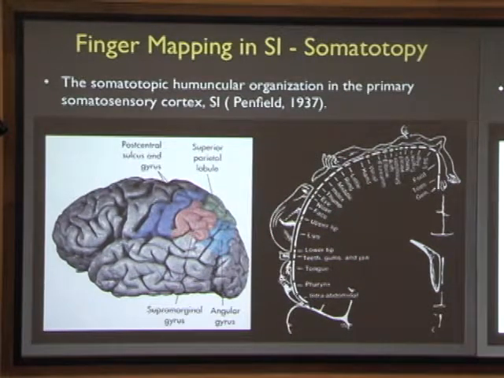And it's interesting to note, here's S1, by the way, in the postcentral gyrus. This is the central sulcus. And it's interesting to note that this map is, quote unquote, distorted, where there's a lot more cortical territory for the face and the hand than there is for other parts of the body.